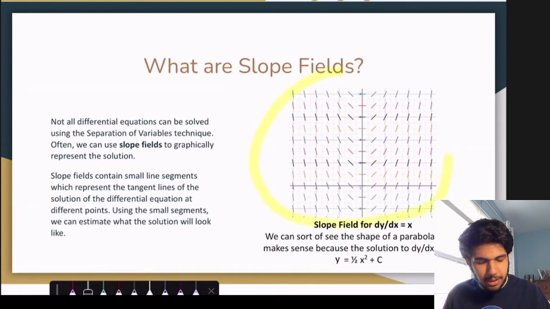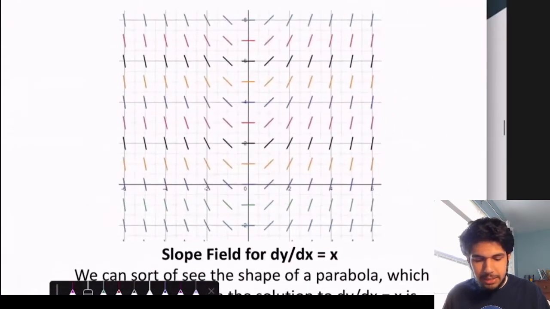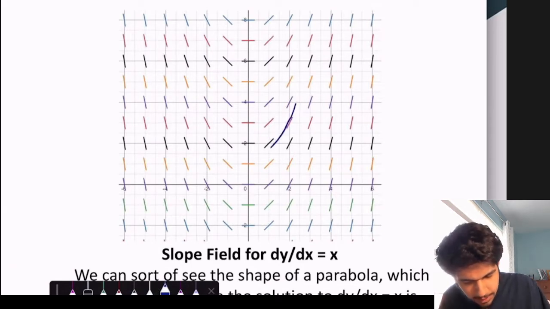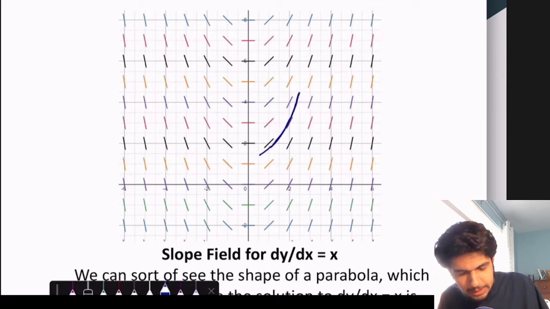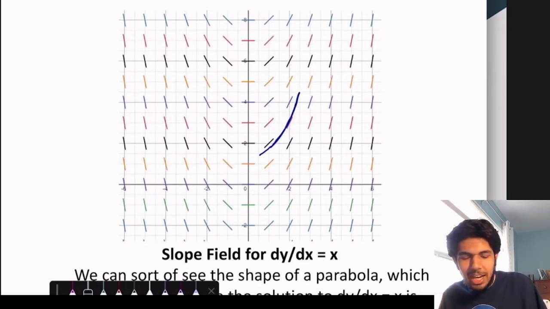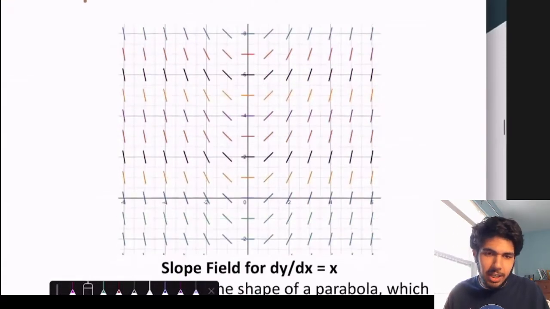So on the right here, this is what a slope field looks like. At many different points, we have these tiny lines, and what that's saying is that if there's a solution that passes through that point, this is what the slope of the tangent line would look like at that point. So it's like kind of putting together a graphical solution for us, but not entirely.